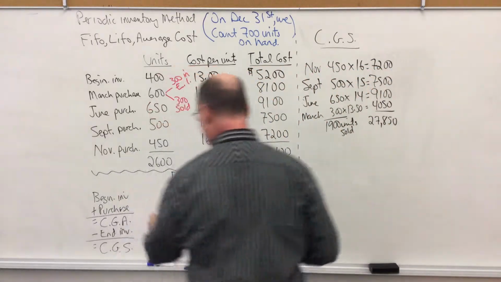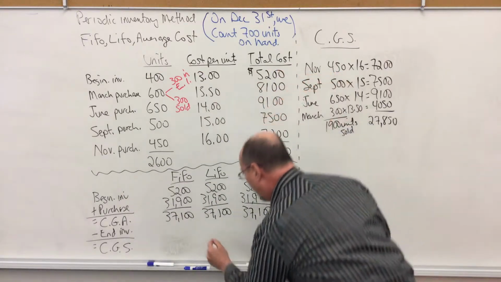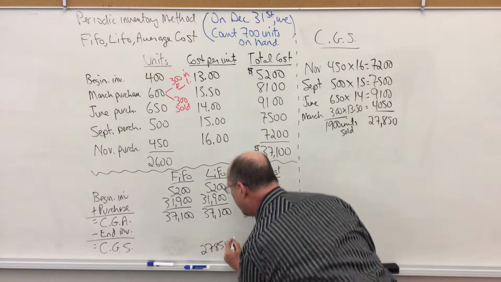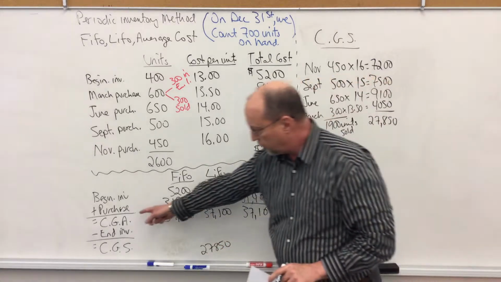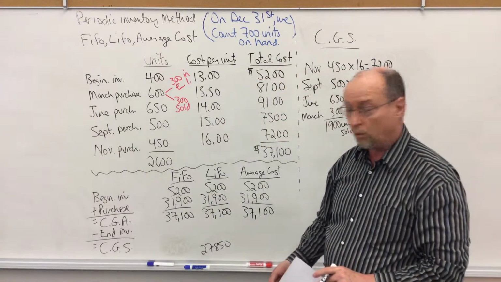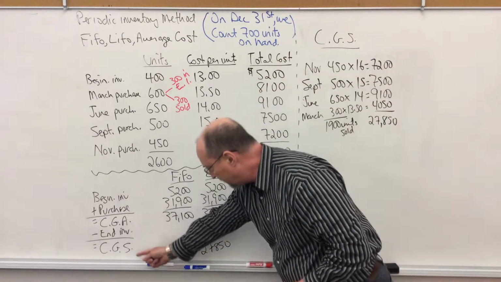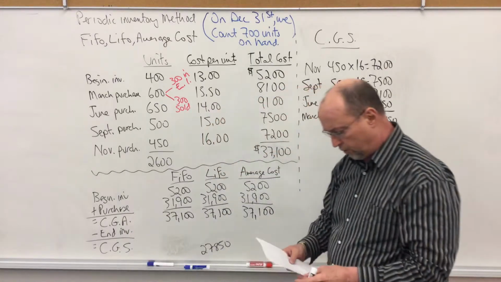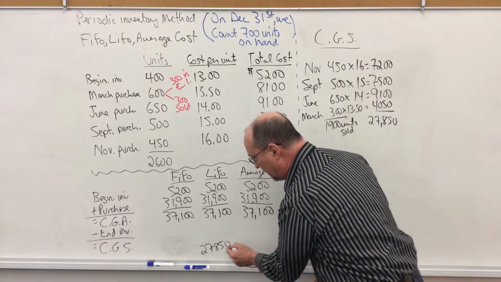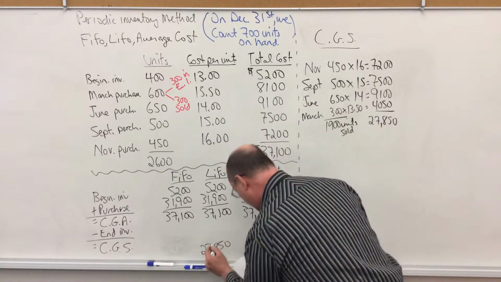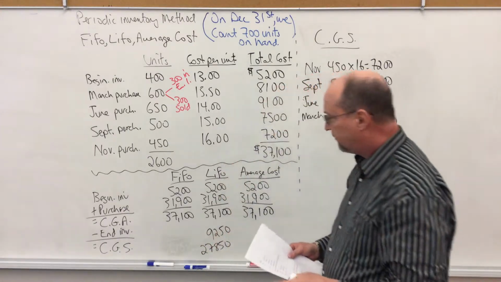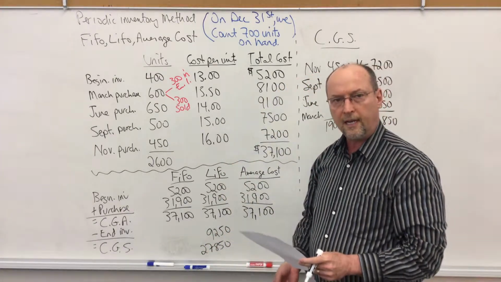Okay? So now let's go down here. LIFO, cost of goods sold, $27,850. And we know that cost of goods available minus ending inventory equals cost of goods sold. Therefore, cost of goods available minus cost of goods sold would equal ending inventory. And ending inventory, therefore, 37,100 minus 27,850 equals $9,250 for ending inventory. Okay?